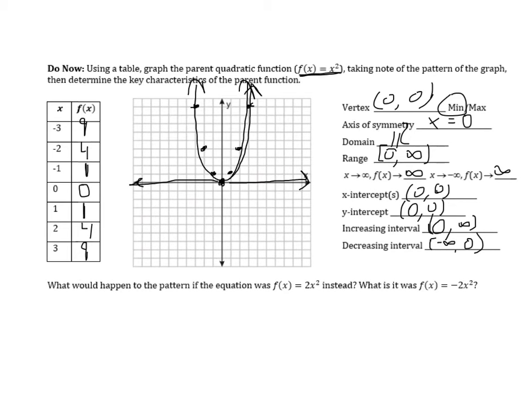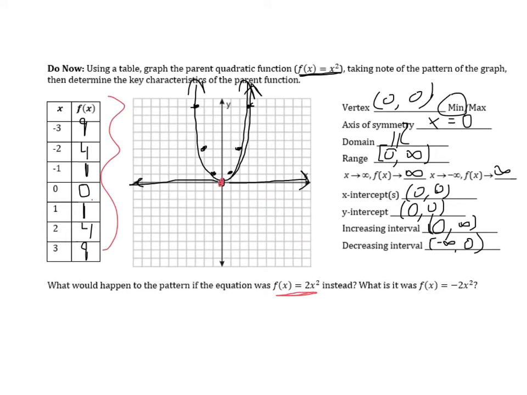So the first question says, if my graph was instead y equals 2x squared, let's see what happens. Basically what this means is I'm going to plug in my x value, like I did in this table, right? But after I plug my x value into x squared, I'm going to now multiply it by 2. So 0, 0, what's 0 times 2? That's still 0, so that point's going to remain in the same spot.